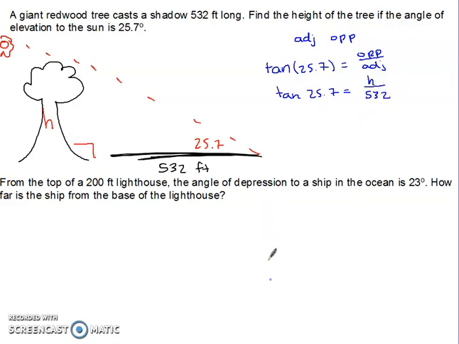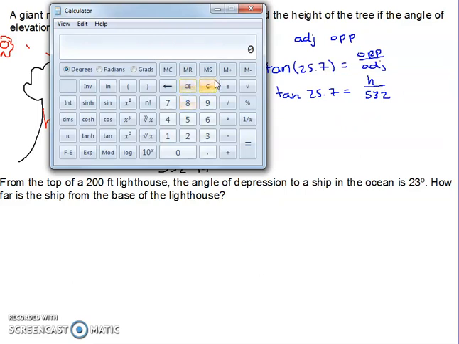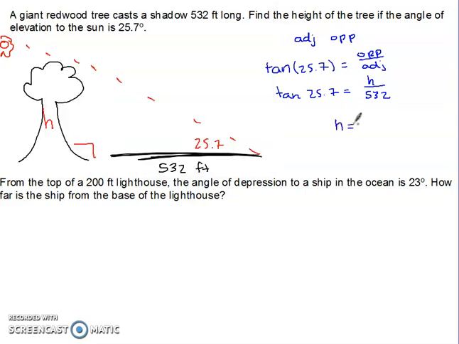532. Plugging that into my calculator, I can multiply both sides by that 532. So 532 multiplied by the tangent of 25.7 is 256. So we have found that h is approximately 256. So our tree is approximately 256 feet tall. Go ahead and pause the video and try out that next one on your own.